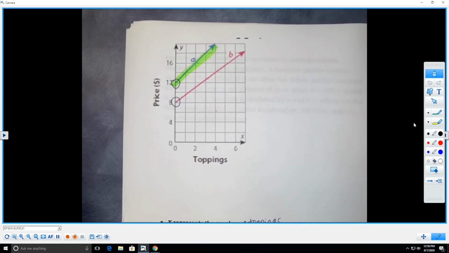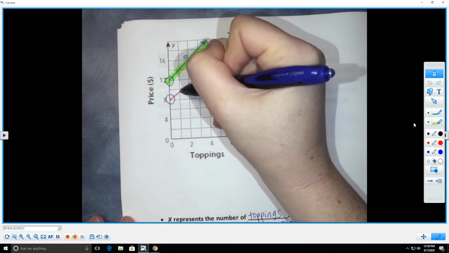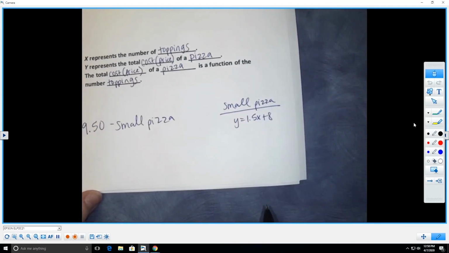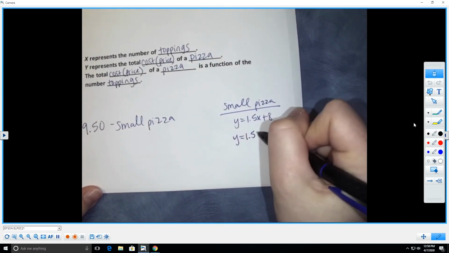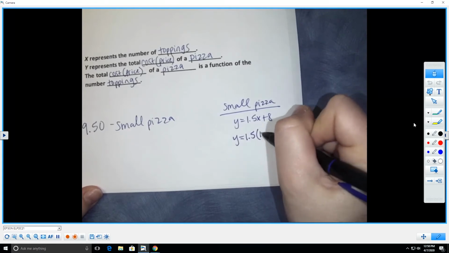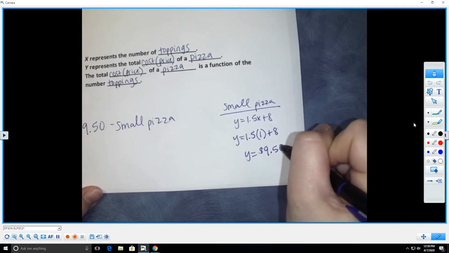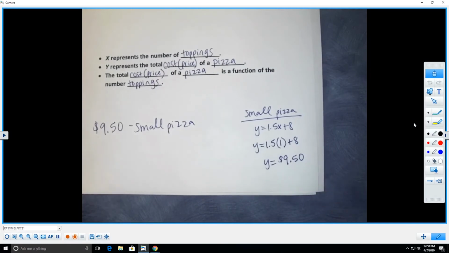Did you figure out that she has one topping? Did you use the equation or the graphical model for your understanding of the problem to figure it out? So if I have one topping, it's going to be somewhere up here. Or I can plug it into the equation. So I have y equals 1.5 times the number of toppings plus 8, and I get $9.50. So either way, either representation is fine.